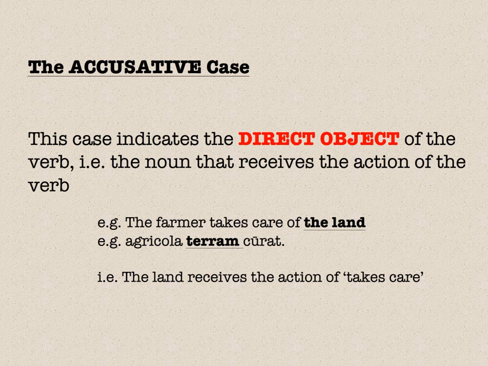The last thing that we'll look at today is the accusative case. This case indicates the direct object of the verb. So, as we've seen before in English, it's the noun that receives the action of the verb. We've already looked at this example when we looked at the nominative, the farmer takes care of the land. Here, the land receives the action of taking care. So in Latin, agricola terram curat. Terram there is in the accusative case, and it's the direct object of the verb curat.